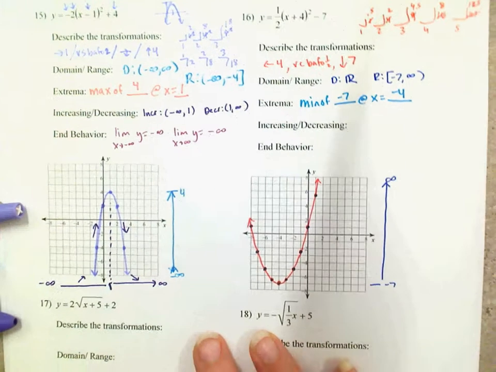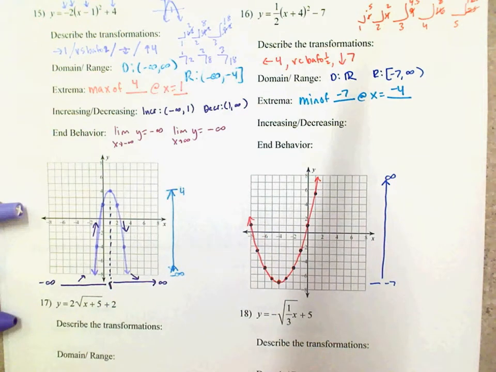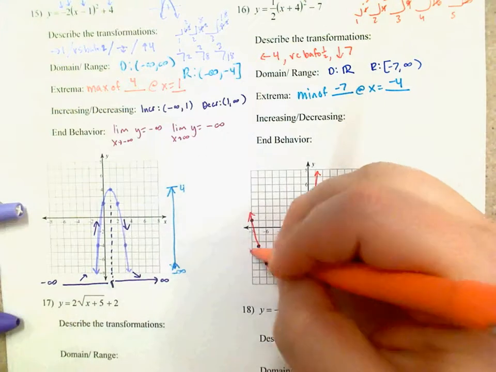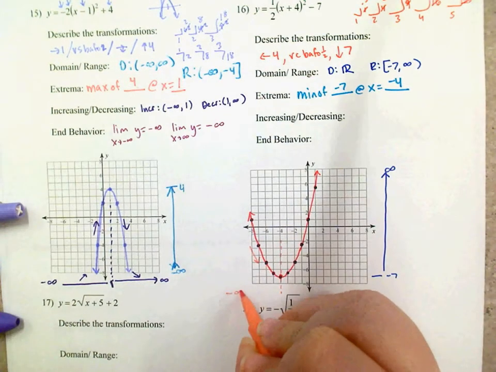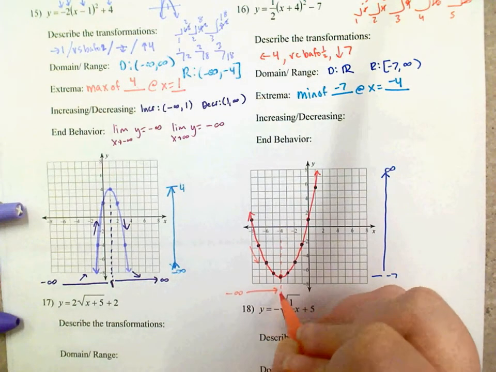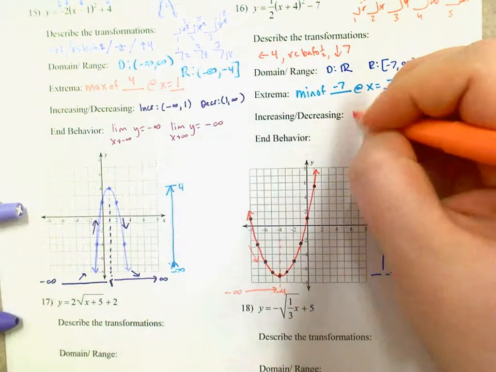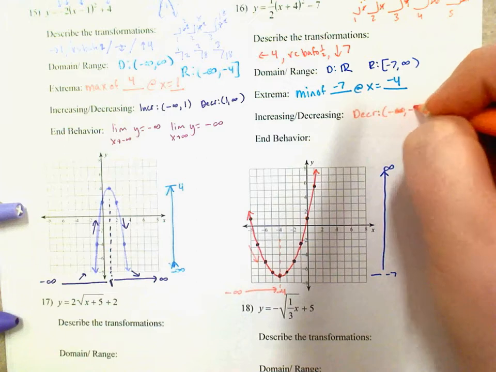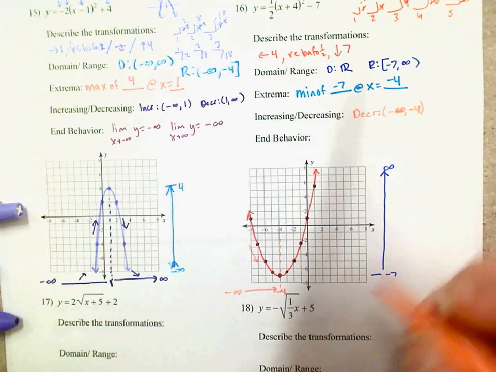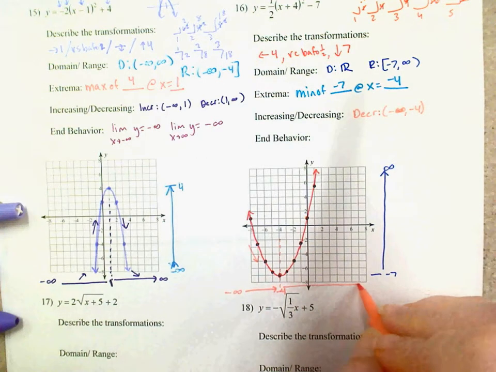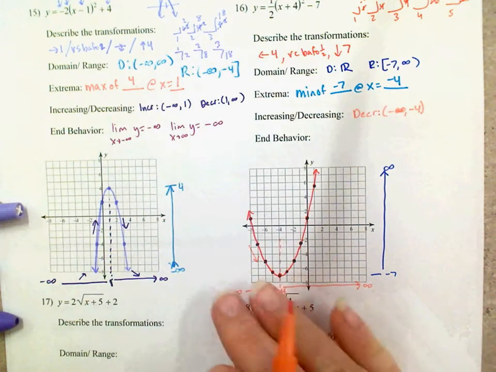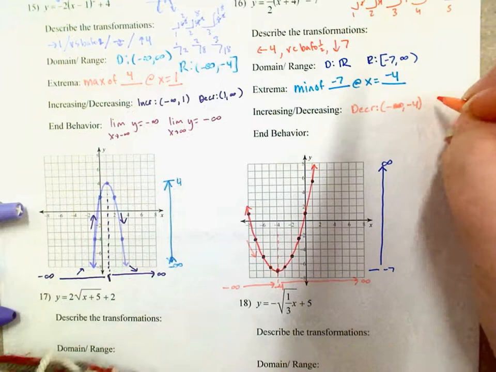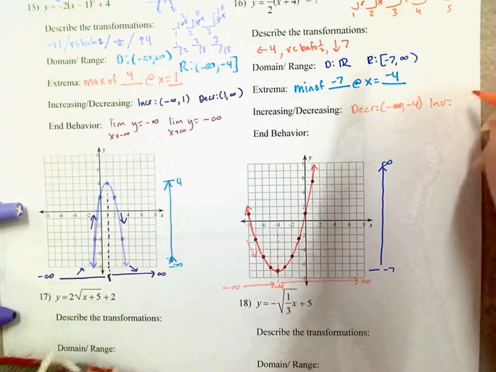Increasing and decreasing. So again, we talk about intervals of x. The function is decreasing all the way from negative infinity until x equals negative 4. And then we are increasing from negative 4 until x equals positive infinity. So on this whole interval of x, the function is going up. So increasing from negative 4 to infinity.